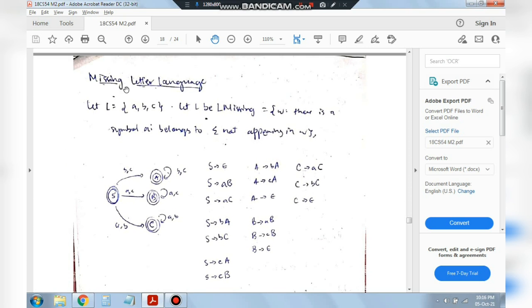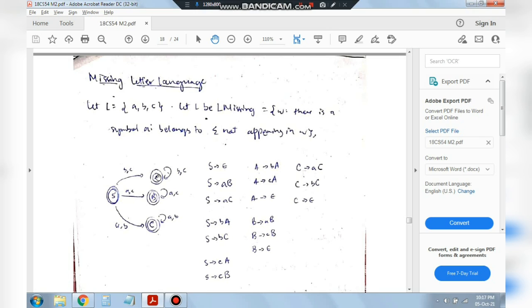Then another example is the missing letter language. Okay, that means you have to define all those possibilities like the missing letter from A, B, and C. That means the string should not have a particular letter. Okay, that will be the acceptable string according to this language. Okay, so what are the possibilities? Here we have the three states A, B, and C. S goes to A means if it goes to A will not be there. That's the rule we defined.